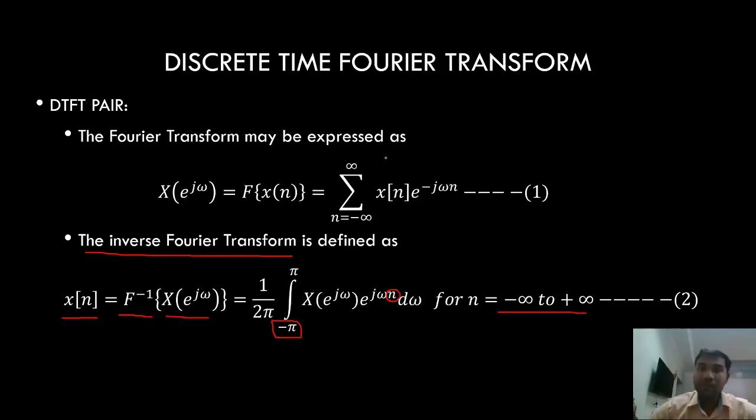If you remember, in the continuous time Fourier transform, our time signal was continuous, and the Fourier transform was also continuous. Both of them were continuous. In the discrete time Fourier transform, the time domain signal is discrete.